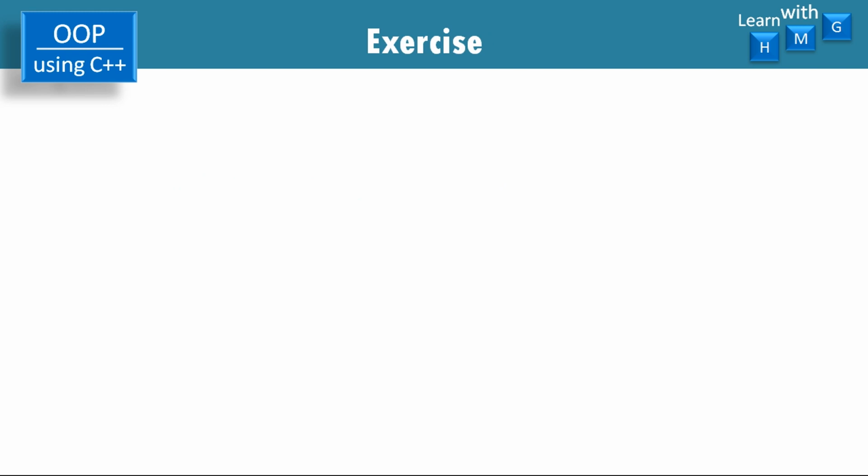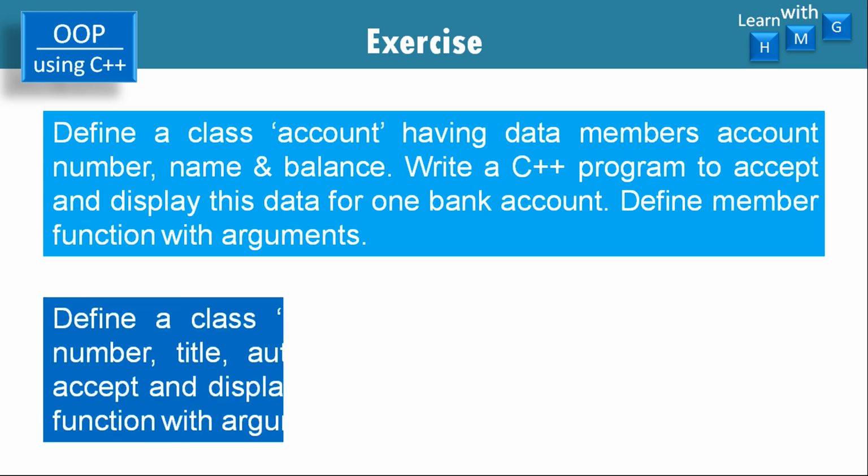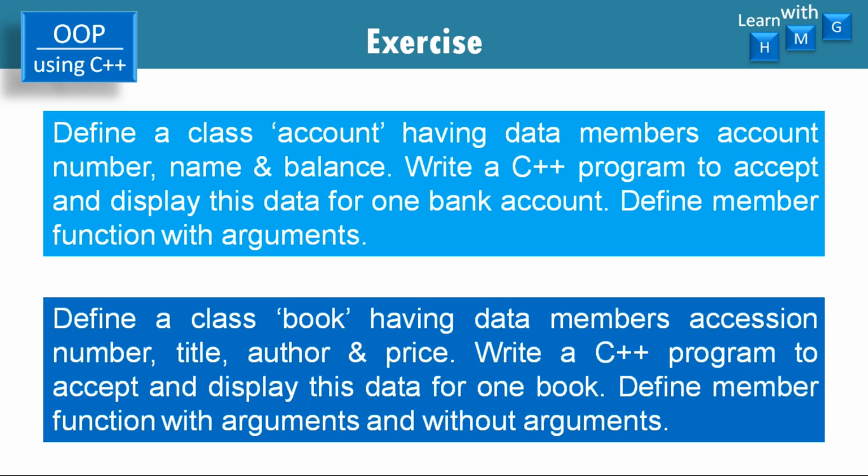Based on this, the exercise is for you: define a class account having data members account number, name, balance. Write a C++ program to accept and display this data for one bank account. Define a member function with arguments. So on similar lines, you can write your own program using the class account, and the second program you can write using class book having data members accession number, title, author and price, and you have to write a C++ program to accept and display this data for one book. Define a member function with argument and without argument. So one with argument and one without argument. If you are able to write these two programs, then your learning is achieved.